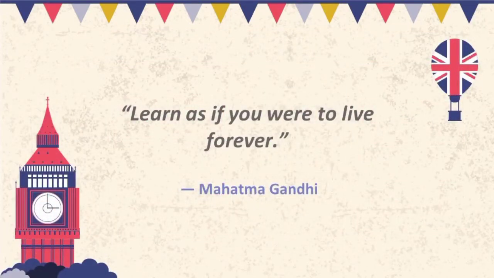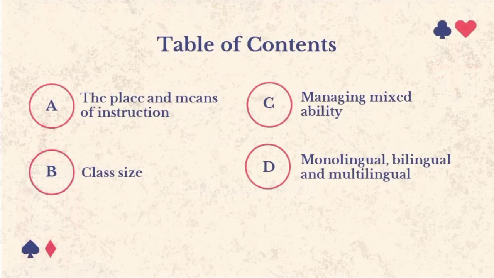Here is a quote as an opening: "Learn as if you were to live forever," from Mahatma Gandhi. Let's move to the table of contents. The first is the place and means of instruction, the second is class size, then managing mixed ability, and the last is monolingual, bilingual, and multilingual. Those contents will be brought by the presenters.